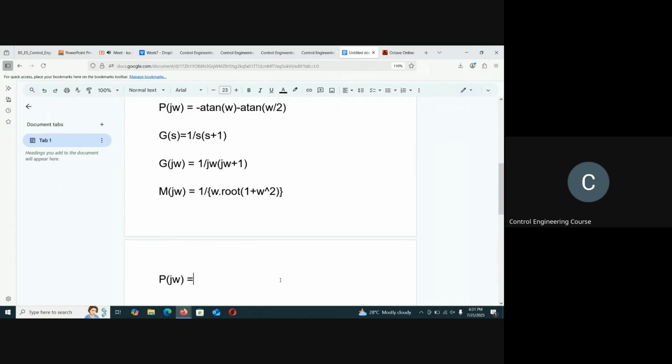What is the phase? Minus 90 minus tan inverse of omega. What is tan of omega by 0? It's 90 degrees. So minus 90 minus tan inverse omega.